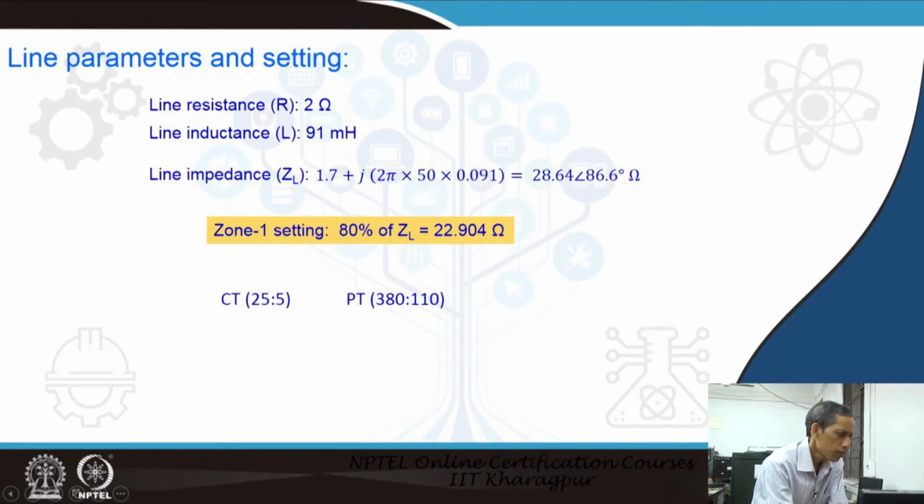What we have here, as I said, is that the lines are made of 3 coil inductances, each having 91 millihenry, with a copper wire resistance of 2 ohm. So, the line impedance happens to be in total 28.64 ohm, that is 2 + j 2π × 50 × 0.091, as you can calculate. For the zone 1 setting of this line protection, we have set 80% of ZL, which comes out to be 22.9 ohm, and the CT considered here is 25:5 and the PT considered is 380:110 volt.